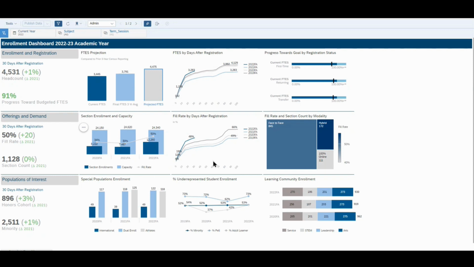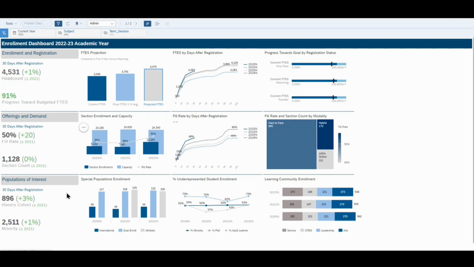Viewing our daily registration trend, we can see that this fill rate pattern is more in line with 2019 than the prior 2 years. Our tree map of fill rate by section count and modality shows that our 172 hybrid sections have a higher fill rate than our face-to-face or online sections. We may want to share this information with departments to encourage hybrid section scheduling in future terms.